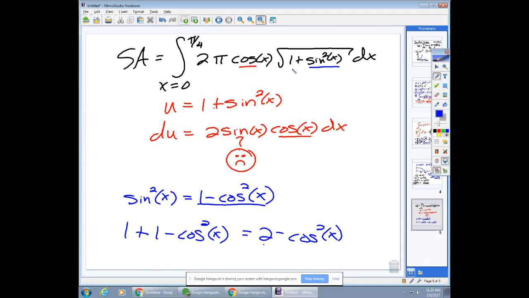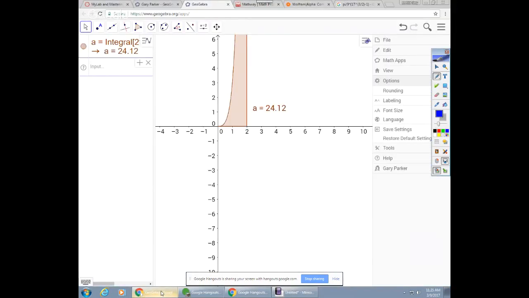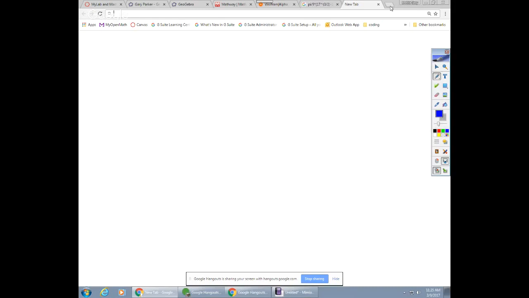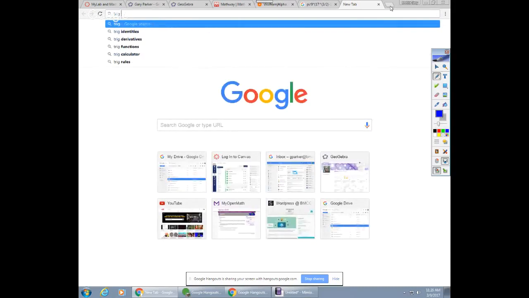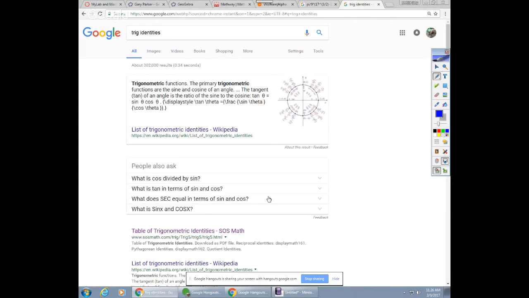So that didn't help. Something I thought of, remember we used the half angle, double angle formula the other day in class? Maybe that would be helpful here. So at this point, I'm whipping out a sheet of trig identities and praying I find something that's helpful. So let's try trig identities. According to Google, lots of people search for this regularly because it just popped right up.